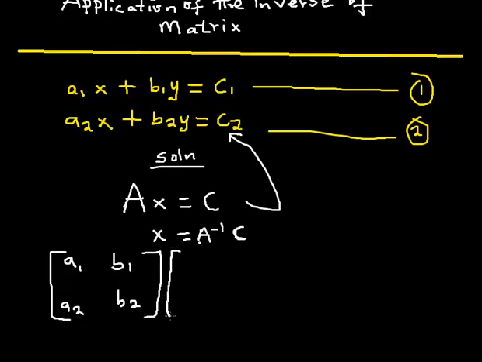Then I multiply the coefficient matrix by the variables. Since there are just 2 variables, I'm using a 2 by 1 matrix, which is x and y. Then this is equal to my constant value. My constant value is still 2, so I'm still going to use a 2 by 1 matrix, which will be c1, c2.